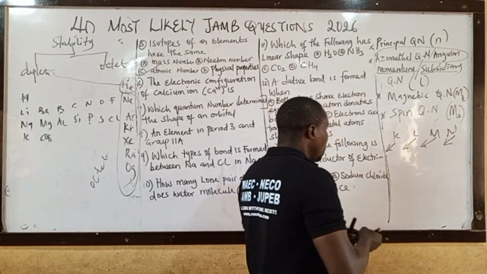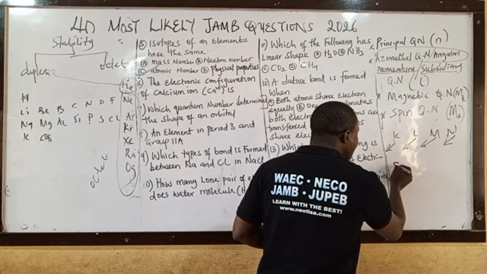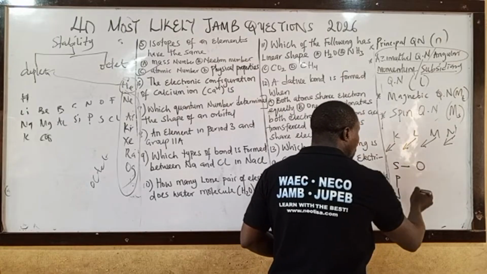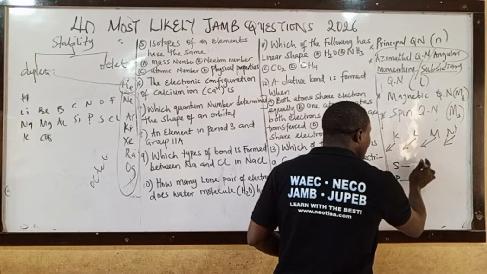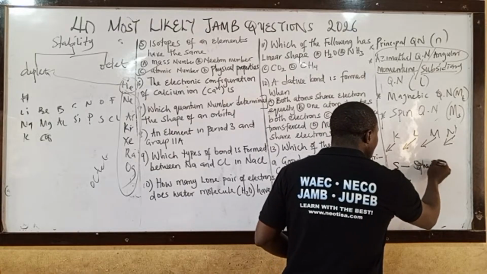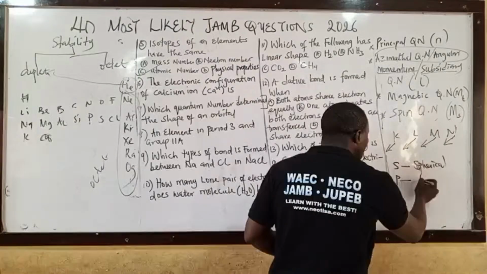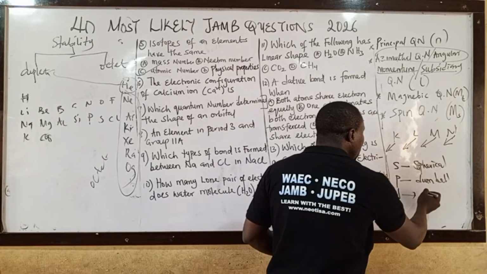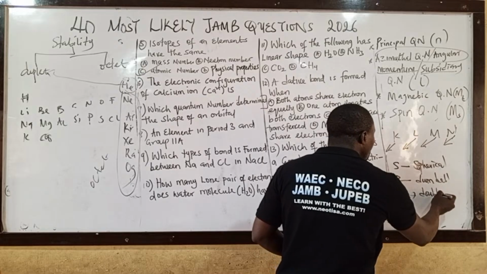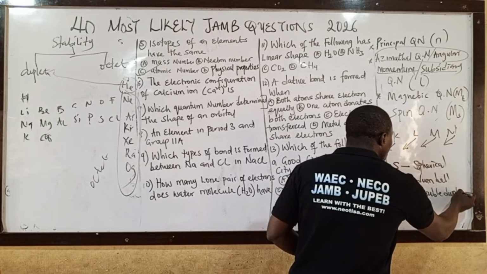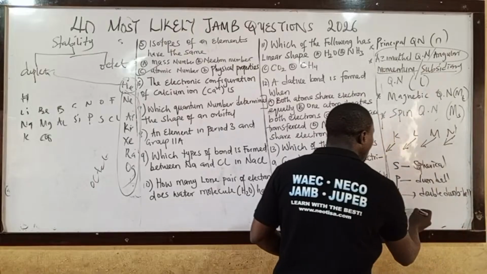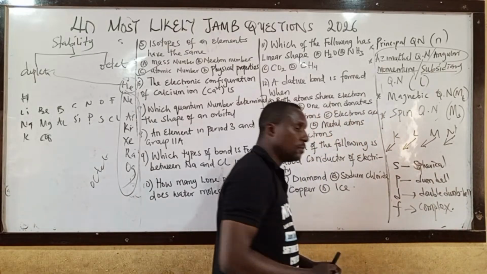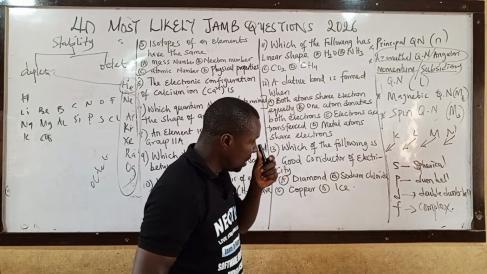Take note of that. We have s, p, d, f. The shape of s is spherical. The shape of p is dumbbell. The shape of d is double dumbbell. The shape of f is complex. Quickly write it out.